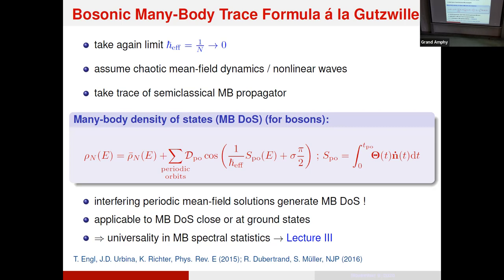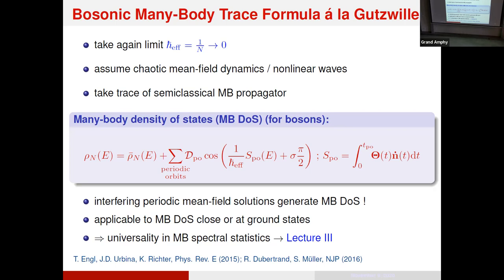Interestingly, this holds also for ground states, because now the semi-classical limit is no longer the limit of small h bar, but the limit of large particle numbers. So even if you have a ground state of a large particle number system, this should work because we are in the right limit. Finally, however, one should admit that computing this many body spectrum from such a formula is rather difficult, because you need to find these periodic mean field modes in a high dimensional phase space, compute the stabilities and all that.